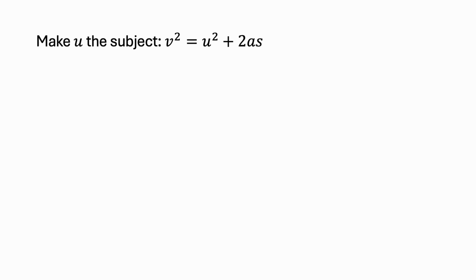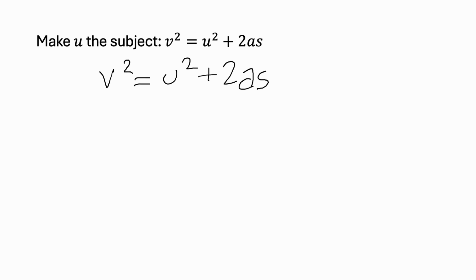Okay, this one here. So make u the subject for v squared is equal to u squared plus 2as. This is actually a physics formula, you can use that for velocity and acceleration. S, I believe, is distance. Yes. So to make u the subject, so v squared is equal to u squared plus 2as.